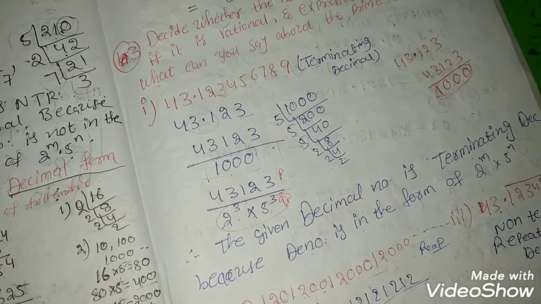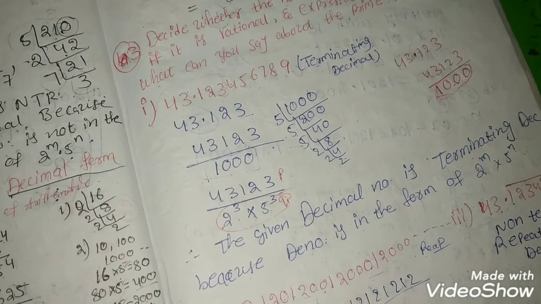You have to watch the previous videos. It's a must. If you know about terminating and non-terminating decimals, then you can easily understand and solve these problems. It's very simple and very easy. You can clear all your doubts. Okay?